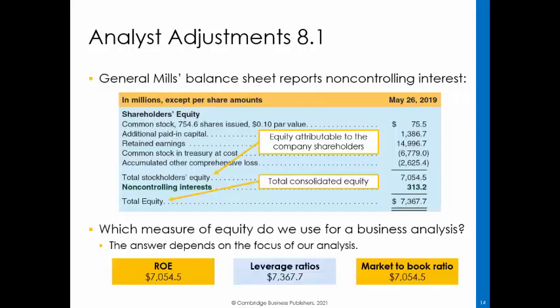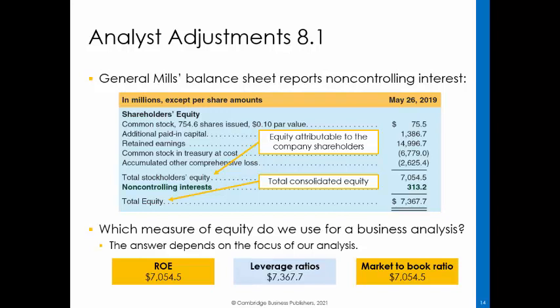To illustrate non-controlling interest, we will use General Mills' May 26, 2019 shareholders' equity, which includes $313.2 million of non-controlling interest, compared with $7,367.7 million of total equity, a larger percentage at 4.4% of total equity than the average of 0.056% for S&P 500 companies. The question arises as to which measure of equity we use when computing ratios, the total equity or the equity attributable to the company's shareholders. The answer depends on the analysis.